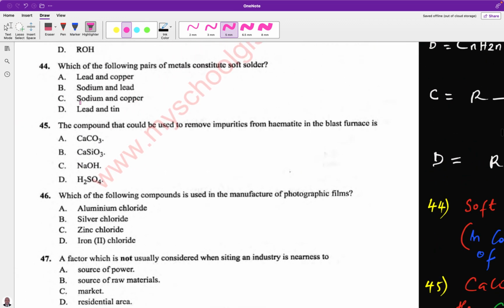Our question says, which of the following pairs of metal constitute soft solder? The soft solder now would be lead and copper, no. Sodium and copper, no. Lead and tin, which we just showed there. That is D, the right answer. Okay, 44 is D.